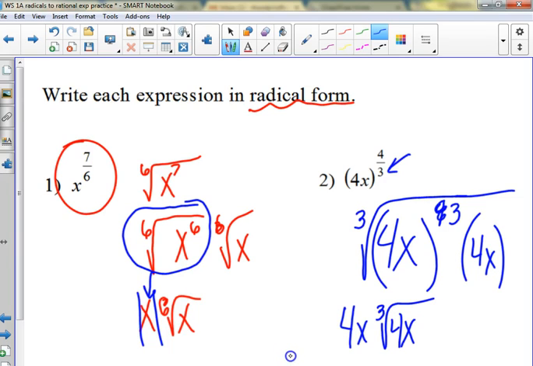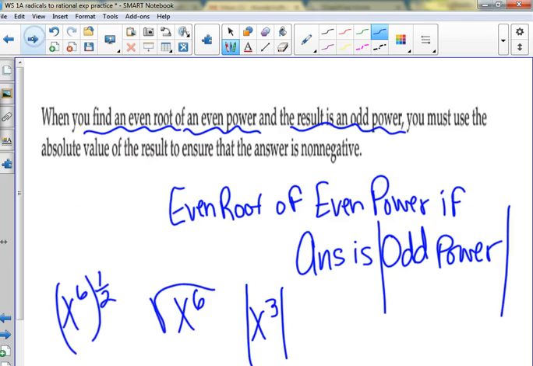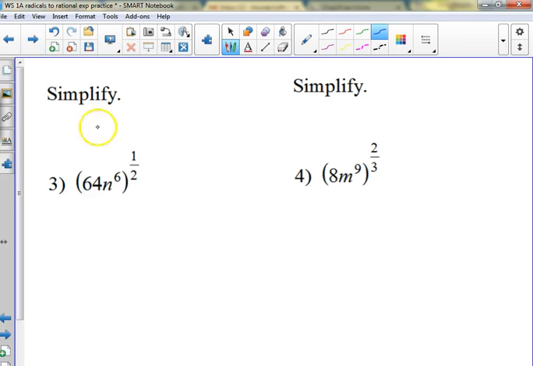Why didn't I need absolute values? It's all a cube root, so it can be positive or negative the whole time, right? It's not a fourth root or a square root. Are we good? All right. How about this one?